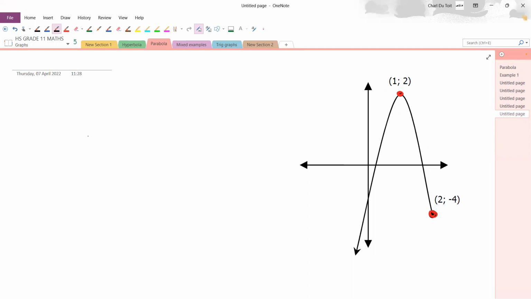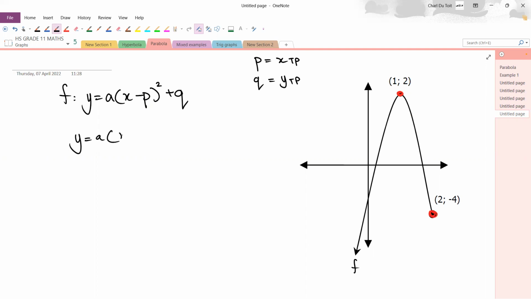So now I'm going to use this blank formula. This can be F, it doesn't matter. Y equals a bracket x minus p squared plus q. That is your turning point formula. That's the one you got after you completed the square. So now that p value is the x value of the turning point, and the q value is the y value of the turning point. So y equals a(x minus 1) squared plus 2.